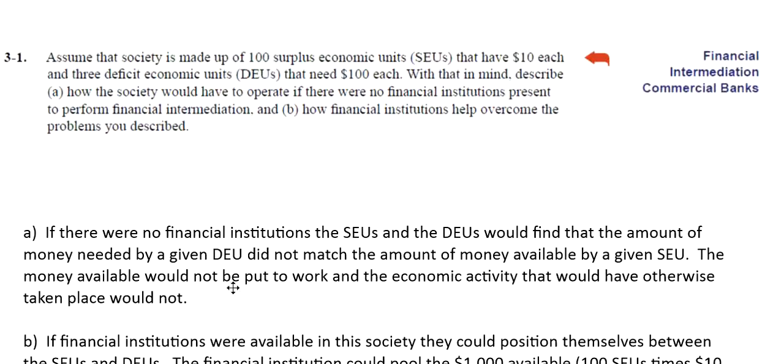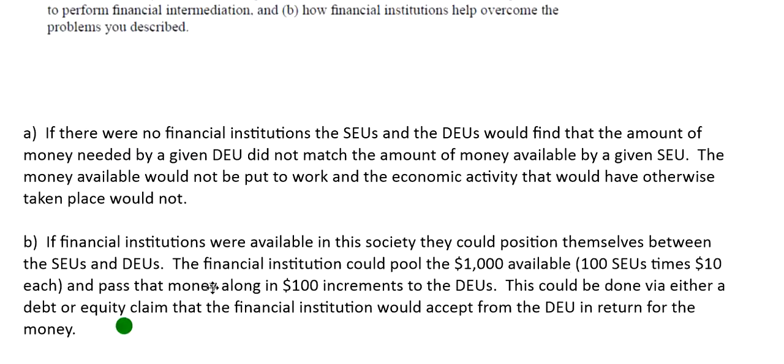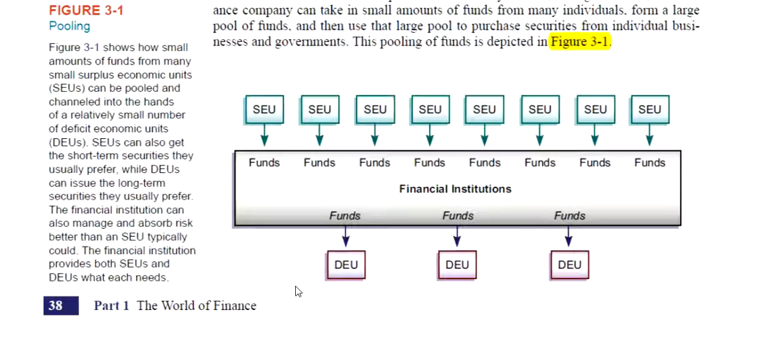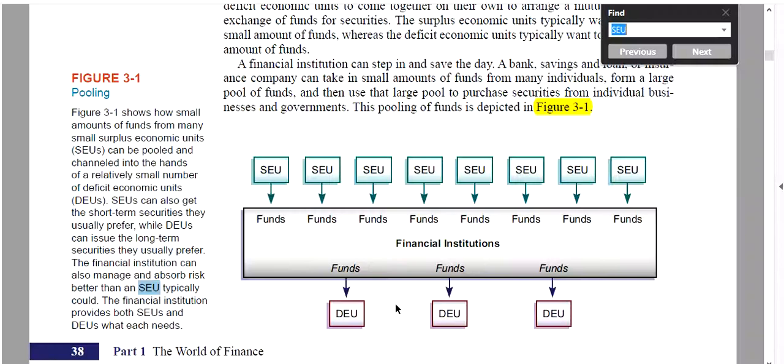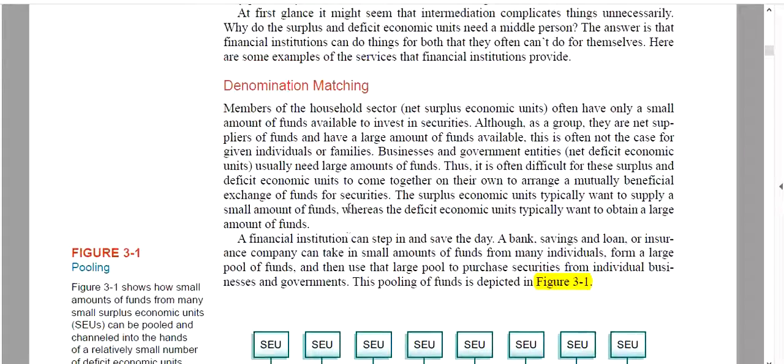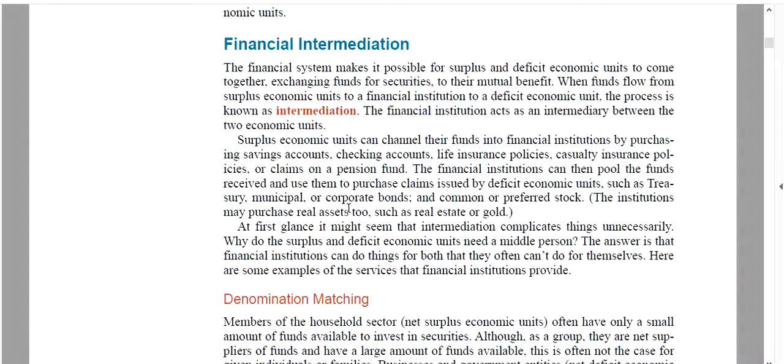So that should help you with question 1. Once again, make sure that you understand the concept here. When you find the place in the book where this is, read all through it. Make sure you really have a firm understanding of what financial intermediation is. Okay?